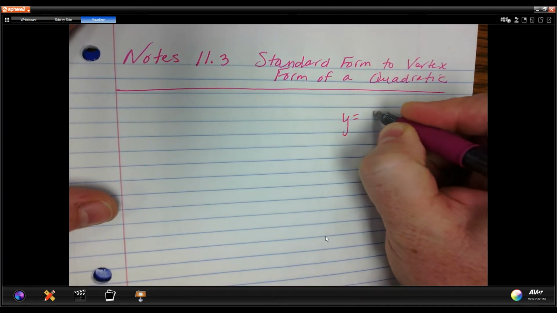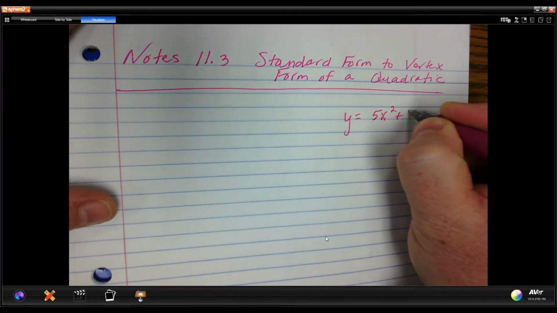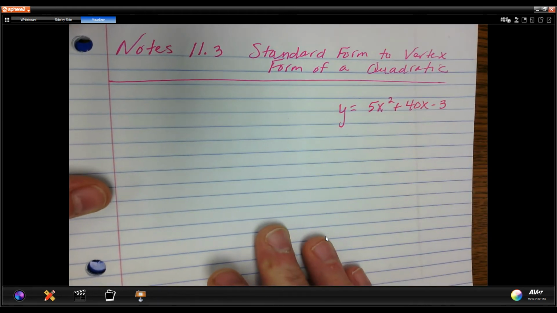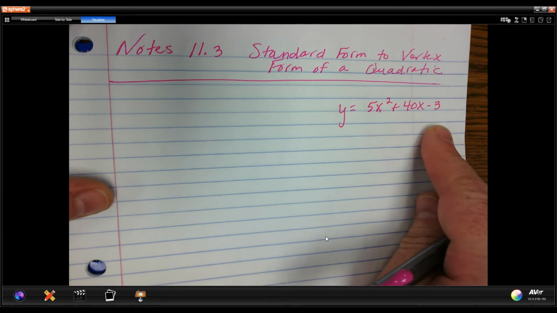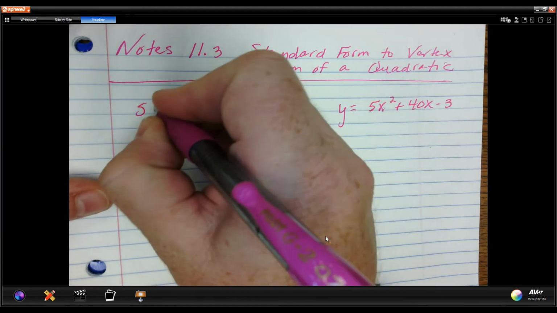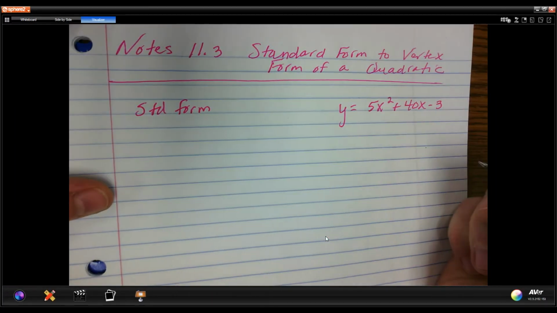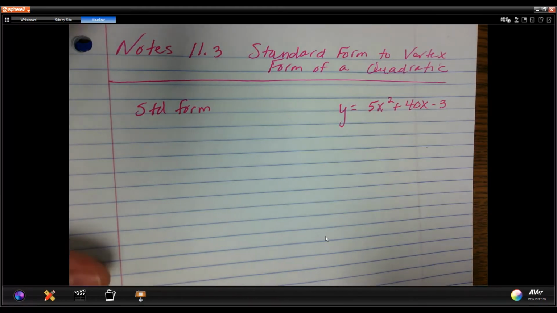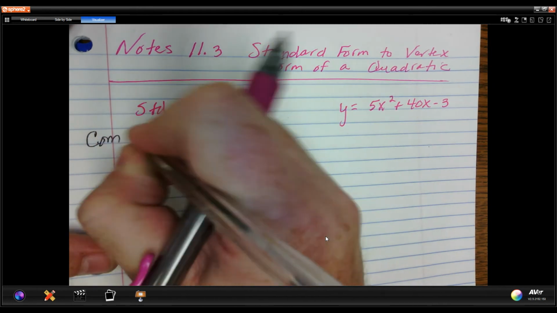y equals 5x squared plus 40x minus 3. First of all, it's in standard form already, so we want to go to vertex form. This is standard form, and we want to convert it to vertex form. The way that we do that, if we remember before, is called complete the square. So we're going to complete the square.